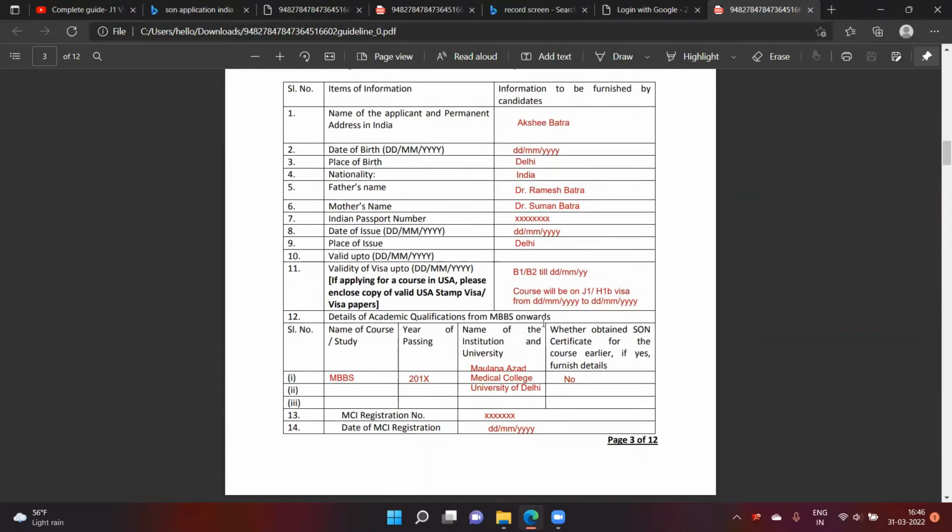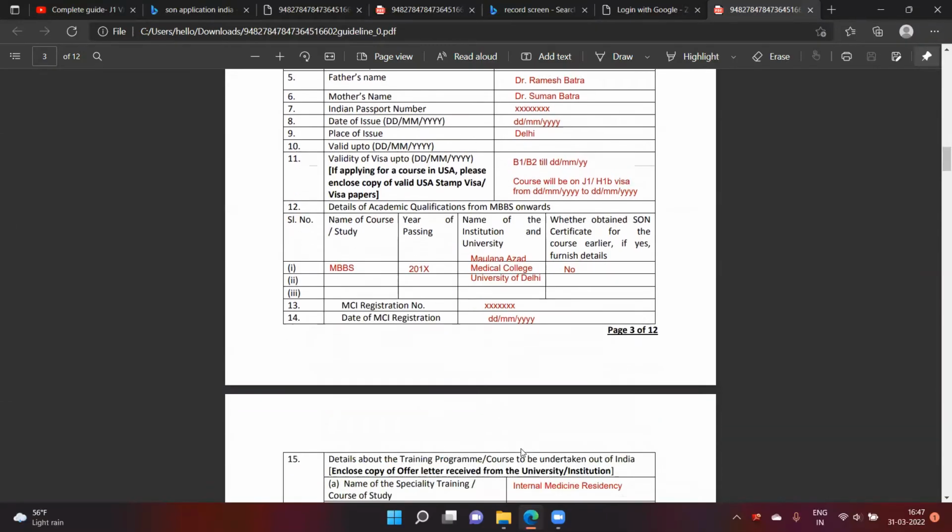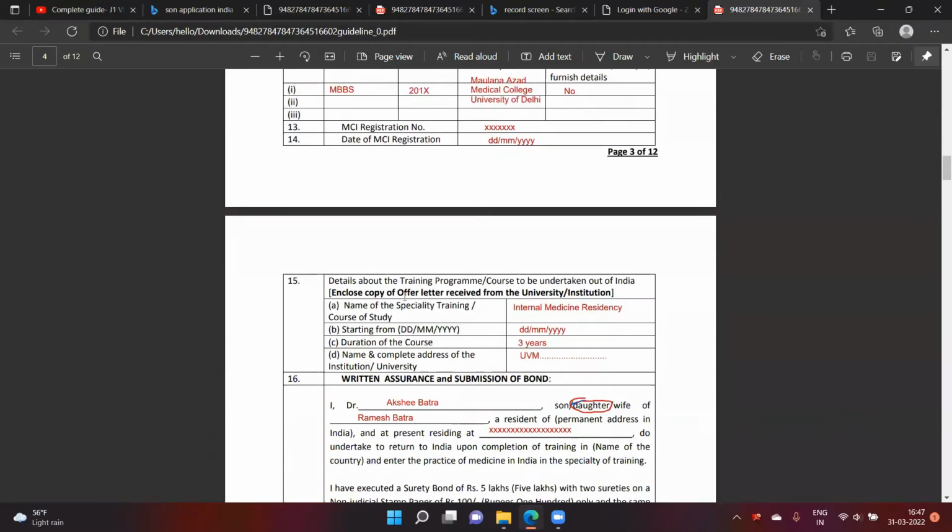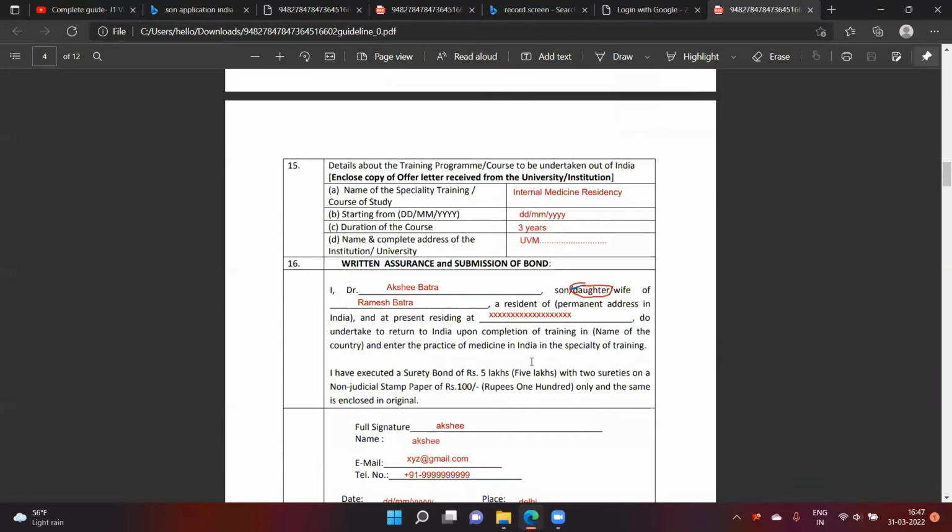So the academic details from MBBS onwards. You will just write about your MBBS course, year of passing, which institute or university, and whether you obtained SON for that or not. Then MCI registration number, date of registration. Then as we go forward, this page says enclose a copy of the offer letter, and then you will write which specialty training, internal medicine residency, starting date, duration, and name and complete address of the university or program you are going to.